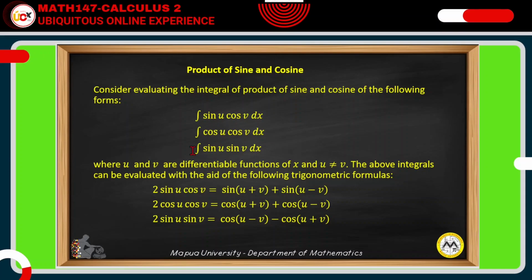The above integrals now can be evaluated with the aid of the following trigonometric formulas. If the given integrand is product of sine and cosine, then use the first formula: 2 sine u cosine b equals sine of u plus b plus sine of u minus b. If the integrand is product of cosines, then use the second formula, which is 2 cosine u cosine b equals cosine of u plus b plus cosine of u minus b. And lastly, if the integrand is product of sines, then use the third formula, 2 sine u sine b equals cosine of u minus b minus cosine of u plus b.